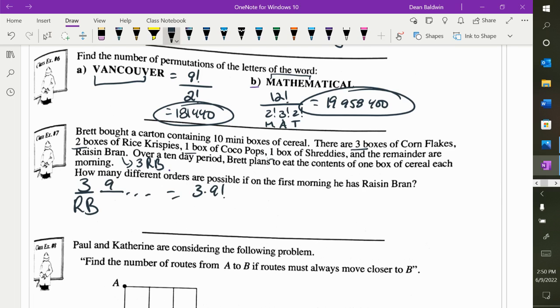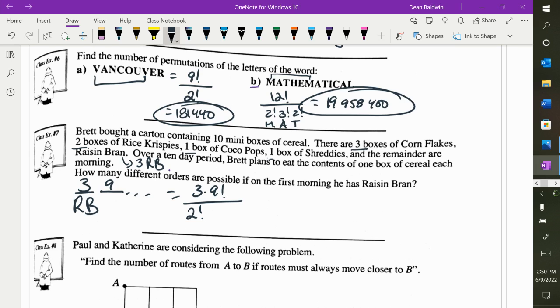However, there are repeating boxes, right? So how many Rice Krispies are there? 1, 2. So I have to divide by 2 factorial. That's the rule, because it's like having repeating letters, right? Can't you eat them in repeating order? No, because it would be the same order, right?